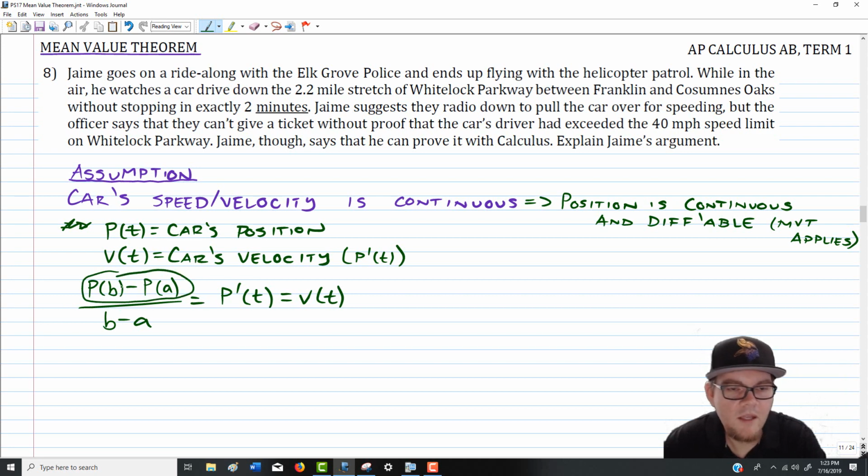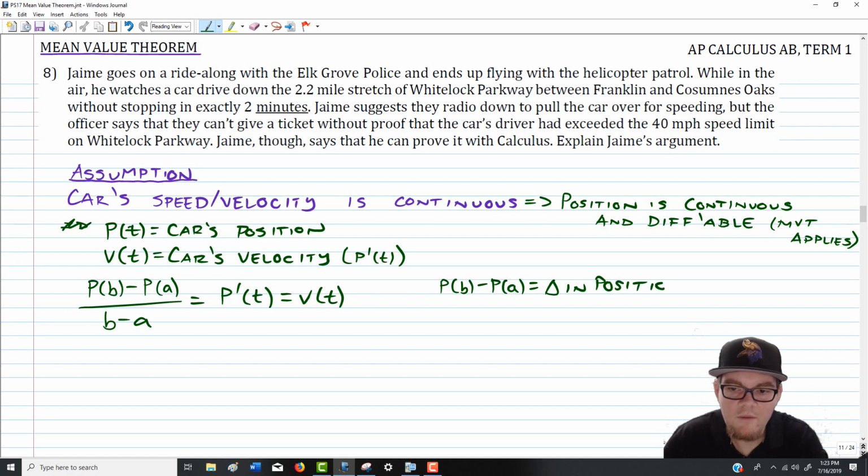So P of B minus P of A is going to be the change in position. So P of B minus P of A equals the car's change in position. Well, that would be the distance that it traveled during that interval, or its displacement. And it tells us right in the problem that it was a 2.2 mile stretch that we watched it go. So that means the numerator is 2.2 miles. In the denominator, we have how long it took to travel. B minus A is going to be the time that was spent traveling.